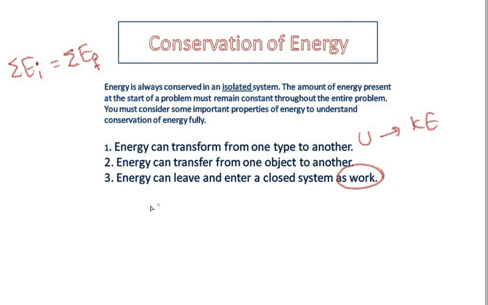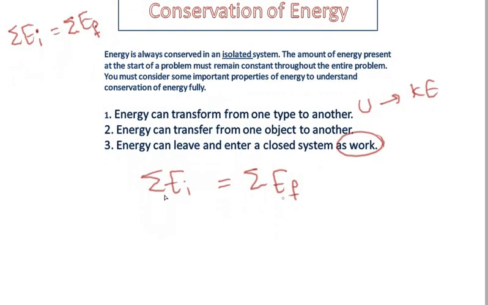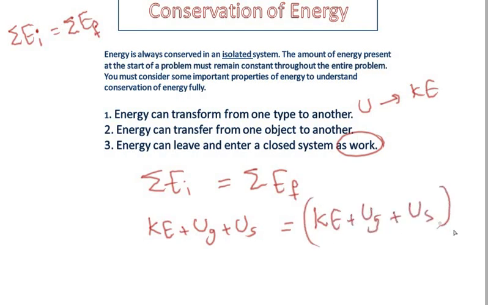So, to apply the conservation of energy principle, we apply this formula. Sigma E initial equals sigma E final. Sigma E means the total mechanical energy, or Ke plus Ug plus Us. This is equal to, again, Ke plus Ug plus Us final, and this is initial. It looks hard, but when we start solving the questions, you will see how easy it is. You just add all the energies at the beginning, and that's equal to all the energies at the end of the problem.